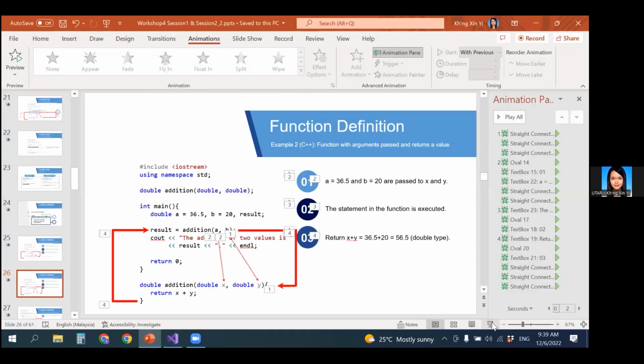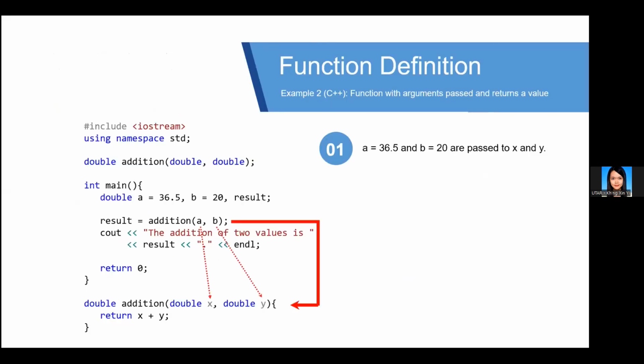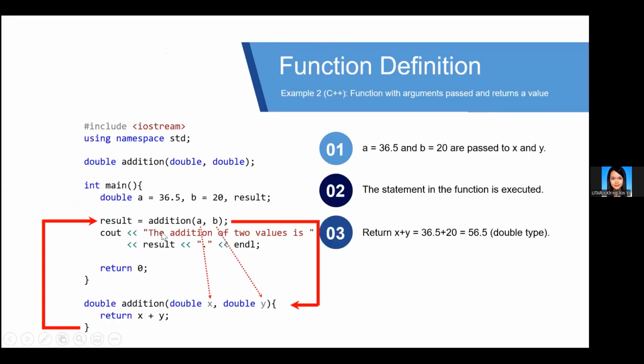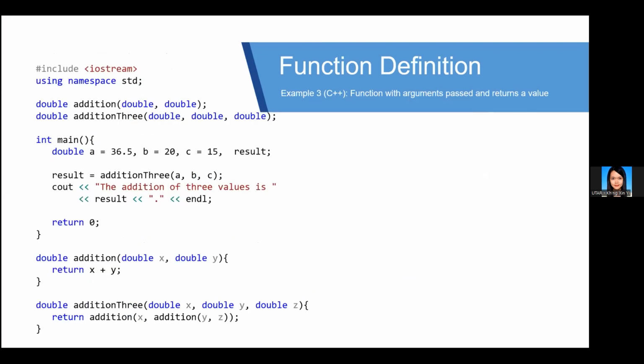Okay, so we're back to here. We know that actually this is a value returning function. It just tries to return back the result to us, and then we will do the printing of the result in the main function. Then I want to show you another example here, example 3 here.